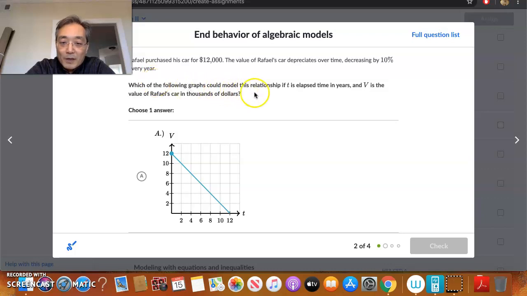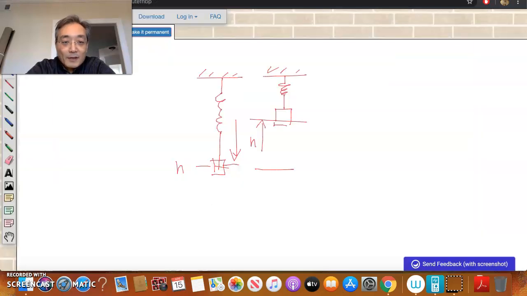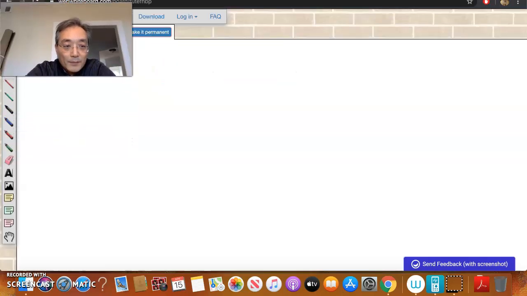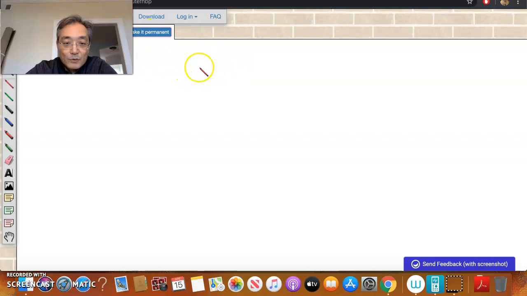Which of the following graphs could model this relationship, if t is elapsed time and v is the value of Raphael's car in thousands of dollars? Well, here we can clearly see that he's losing a percentage of his car's value every year. However, if you look at the numbers, we start with $12,000. Let's clear the board. So we start with $12,000. This is year 0.